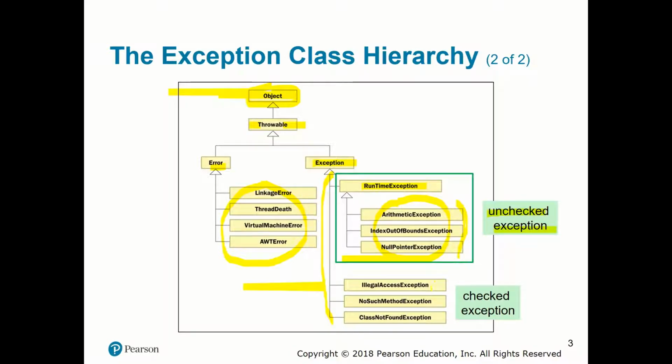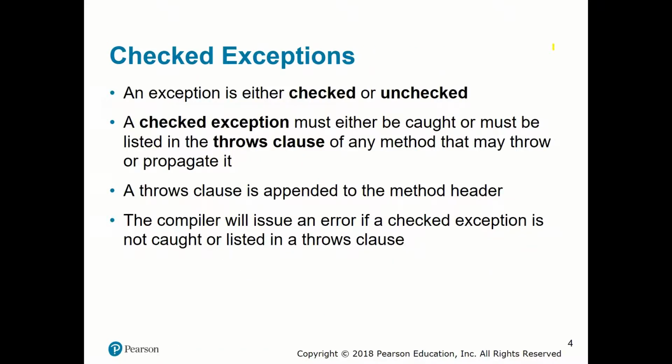And there are checked exceptions. Checked exceptions must be handled with a try-catch statement to prevent the exception from occurring. Okay? An exception is either checked or unchecked. A checked exception must either be caught or must be listed in the throws clause of any method that may throw or propagate it. You know how to use the try-catch statement and throws clause. A throws clause is appended to the method header. The compiler will issue an error if a checked exception is not caught or listed in a throws clause.